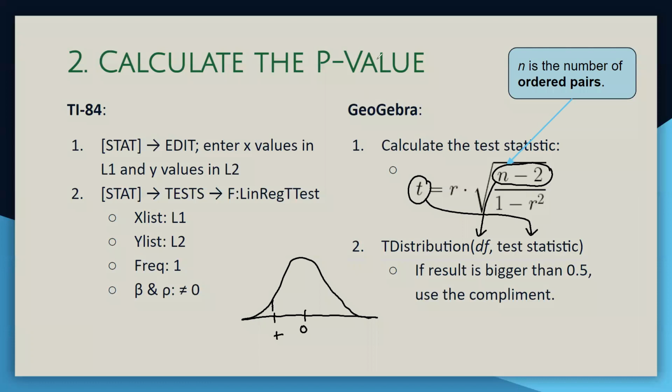However, because GeoGebra by default finds area to the left, if your test statistic is positive, it's over here above 0, the computer is going to find this, which is not what we want. So after you've run the t-distribution, if you end up with a probability that's bigger than 0.5, do 1 minus that answer and use that as the p-value that the calculator spits out.